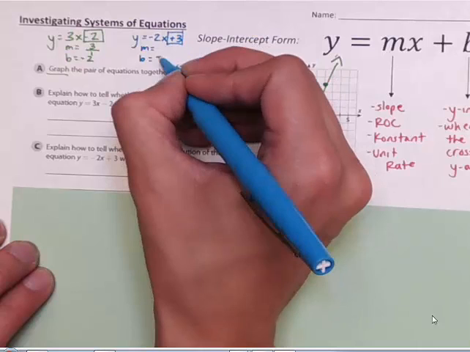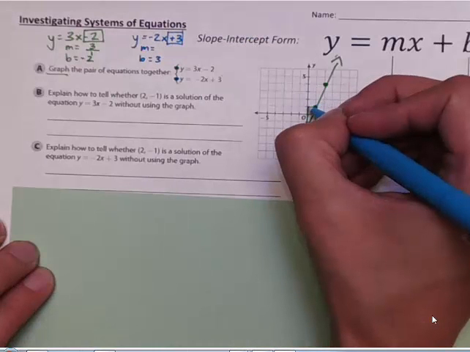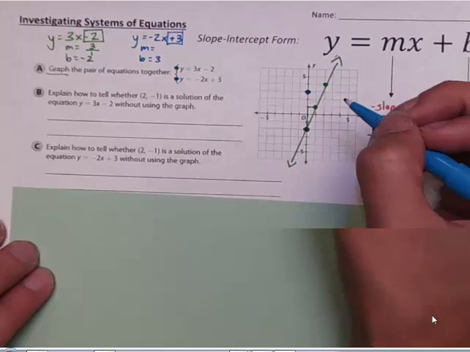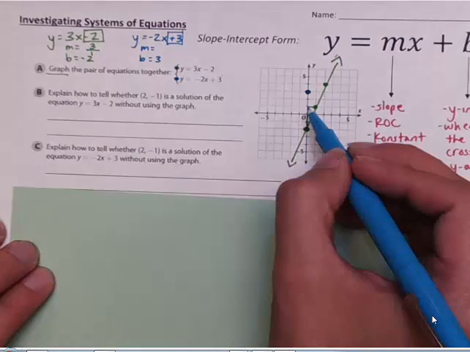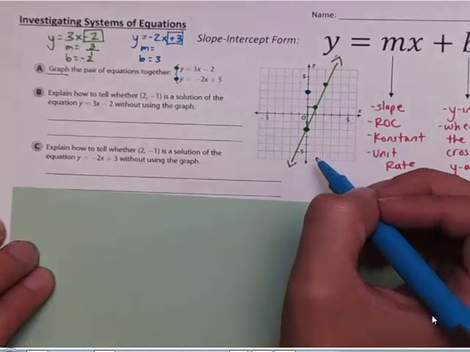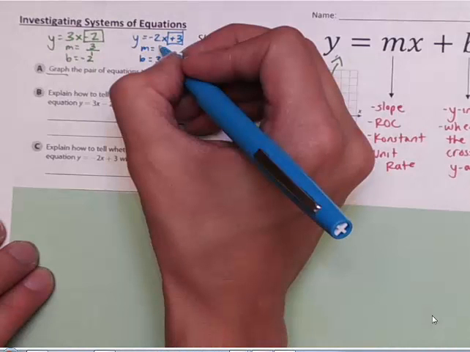And I'm going to plot my point, 1, 2, 3. And from there, I notice that my slope is negative. So I know this equation should be going down from left to right. So my slope is -2, and I want to keep it as a fraction, so I'm going to put it over 1.